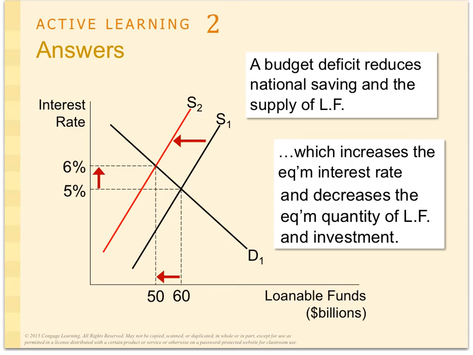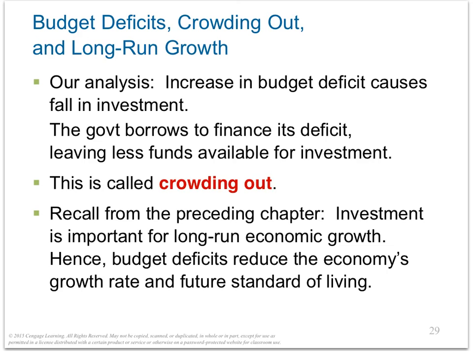Here is the solution. In our analysis, an increase in budget deficit causes a fall in investment. The government borrows to finance its deficit, leaving less funds available for investment. We call this crowding out.